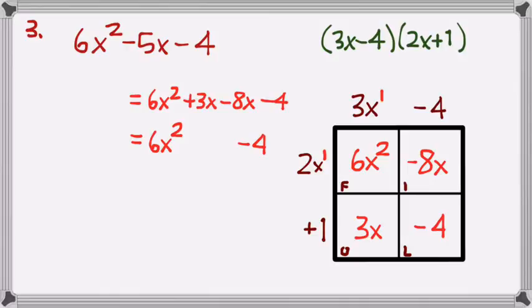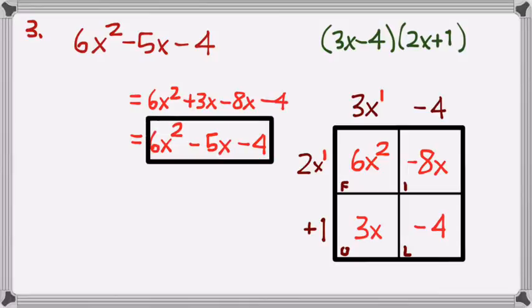Adding the coefficients together. So positive 3 added to negative 8 gives me negative 5. And sure enough, that's exactly the expression that we started with, 6x squared minus 5x minus 4. So for any factoring problem, check it by refoiling it, remultiplying it back out, and verify that you get back to where you started.